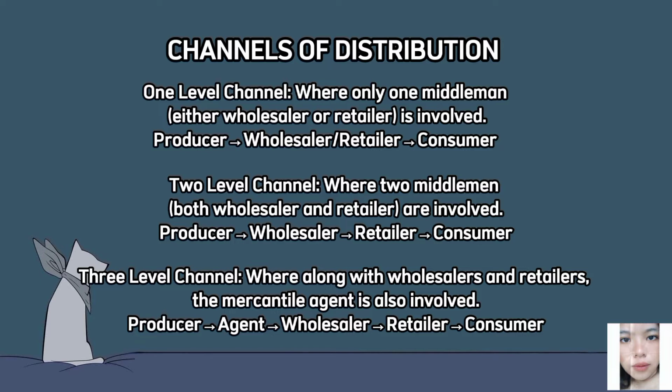This distribution channel enables manufacturers to retain control and approach large number of potential customers. Example, automobile manufacturers sell their cars through authorized dealers.